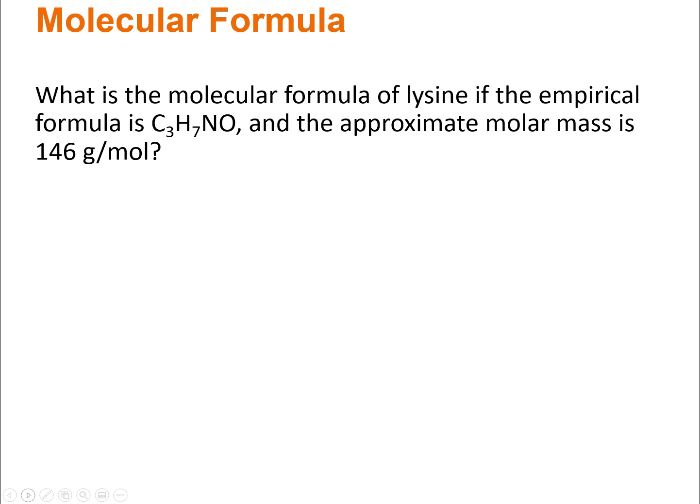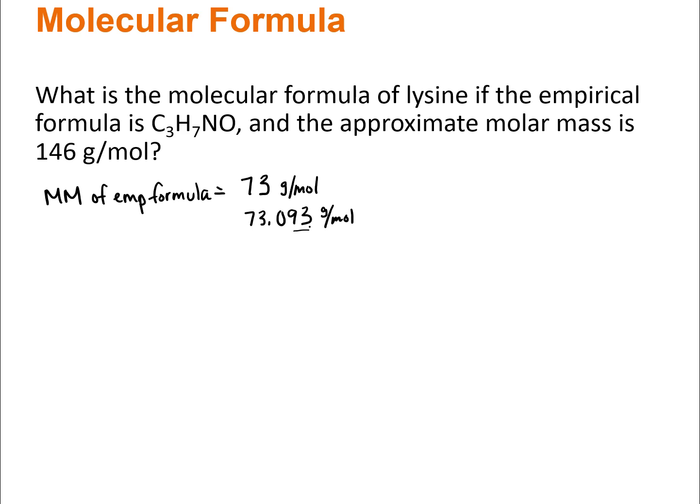I'm going to start writing some stuff out here. So you first have to figure out the molar mass of the empirical formula. You should get something in the ballpark of 73 grams per mole. I got 73.093. But depending on which periodic table you use, these last couple of digits might fluctuate a little bit. But you should get somewhere in the ballpark of 73.